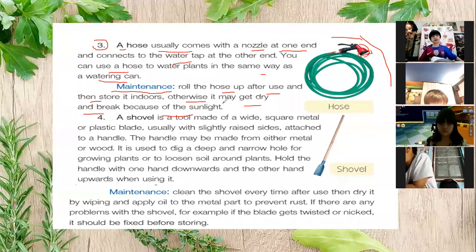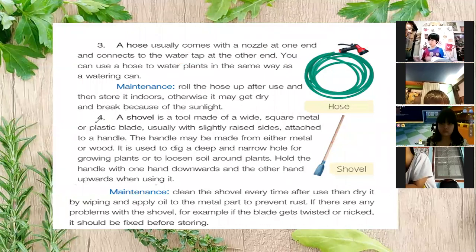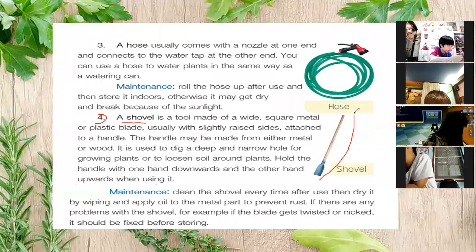Okay, students? So this is the third piece of equipment we use for watering garden plants. Now, other than that, we have some more tools. Number 4, a shovel. Usually here you can see this is what we call a shovel.